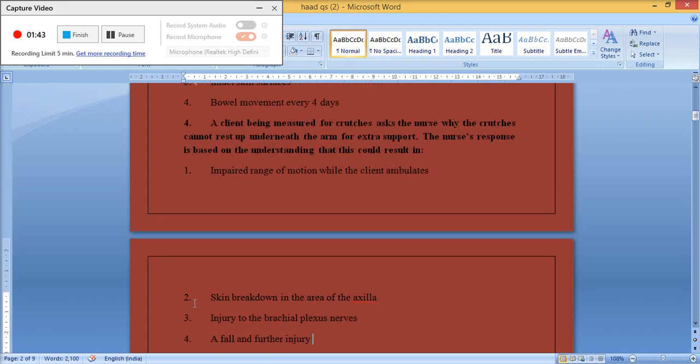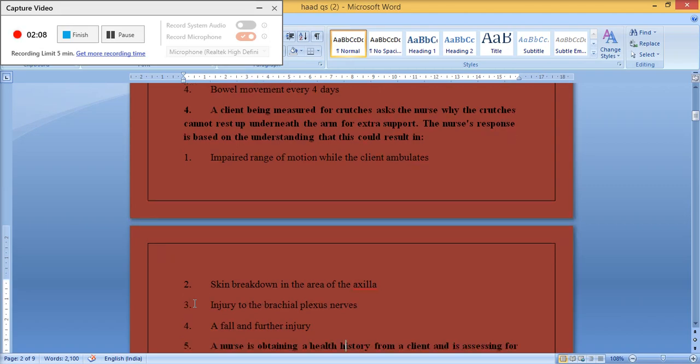4. A client being measured for crutches asks the nurse why the crutches cannot rest up under the arm for extra support. The nurse's response is based on the understanding that this could result in 1. Impaired range of motion while the client ambulates. 2. Skin breakdown in the area of the axilla. 3. Injury to the brachial plexus nerves. 4. A fall and further injury. The correct answer is 3. Injury to the brachial plexus nerves.